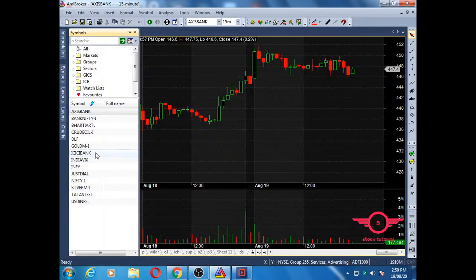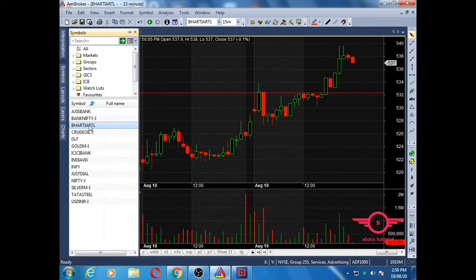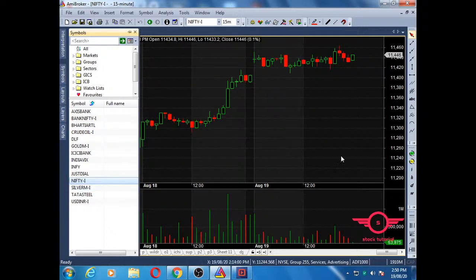Now check ICICI Bank, it is in the range. For example, the movement is in Bharti. Check it. Nifty is very much in range.